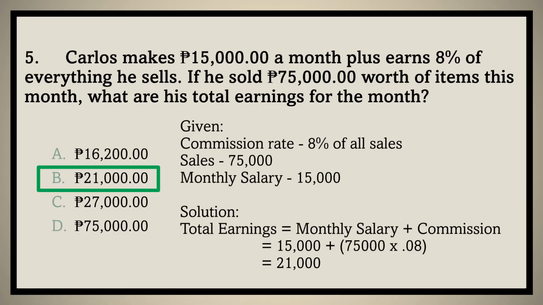The givens are the following. Commission rate, 8% of all sales. Sales, 75,000 pesos. Monthly salary, 15,000 pesos. To calculate, we will use this formula: Total earnings equals monthly salary plus commission. To substitute: Total earnings equals 15,000 plus the quantity of 75,000 times 8%, which is equal to 21,000 pesos.